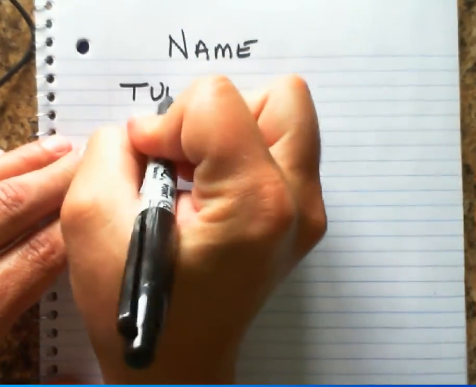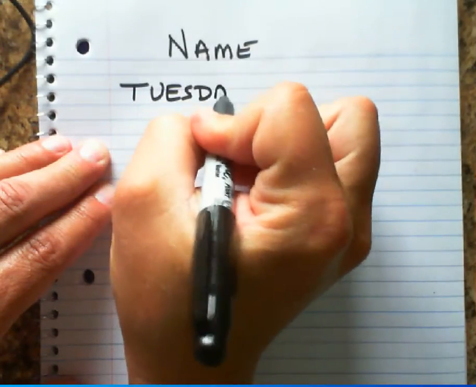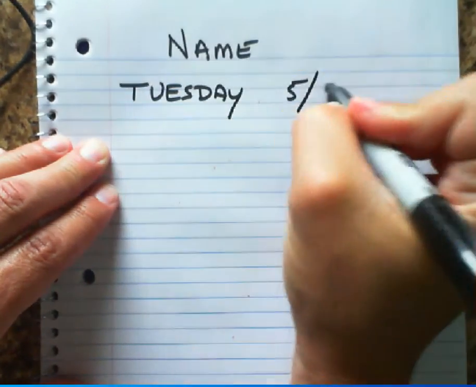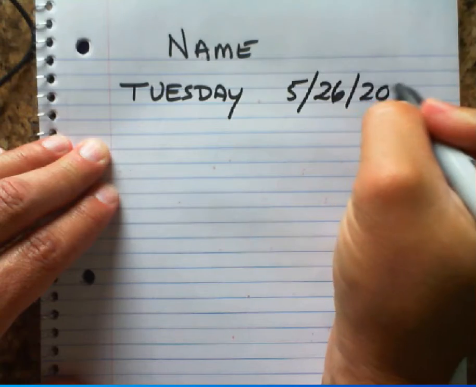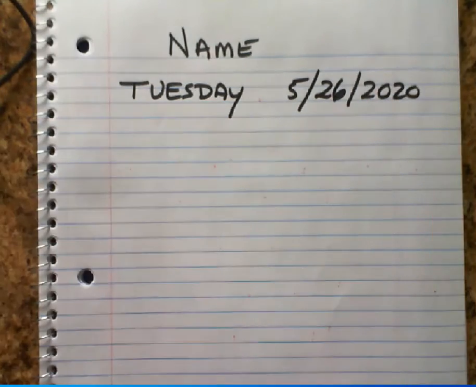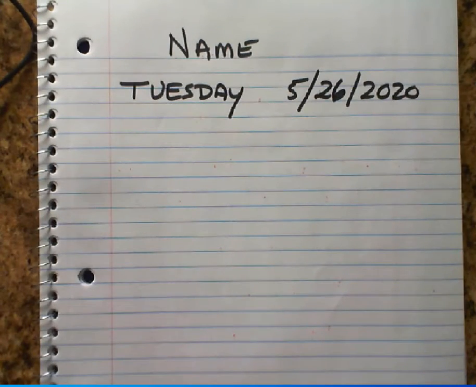Put today's date, Tuesday, 5/26/2020. The cube root of x cubed, they cancel out. Cube root of 8 over cube root of 27. The cube root of 27 is 3. That's the video. Thanks for watching.